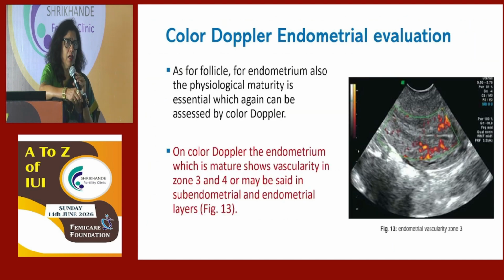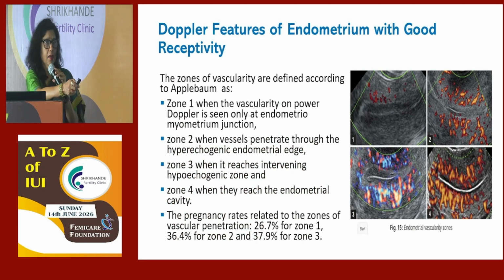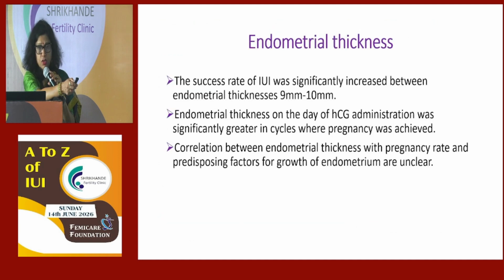As follicles are studied by color Doppler, similarly the endometrium you can also study by color Doppler, and this is also divided into zones 1, 2, 3 and 4. Again the same way, zone 1 is seen at the endometrio-myometrial junction. Zone 2, the vessels penetrate through the endometrial edge. Zone 3, it reaches the intervening hypoechoic zone, and zone 4, they reach the endometrial cavity. So it is quite obvious which endometrium is good.